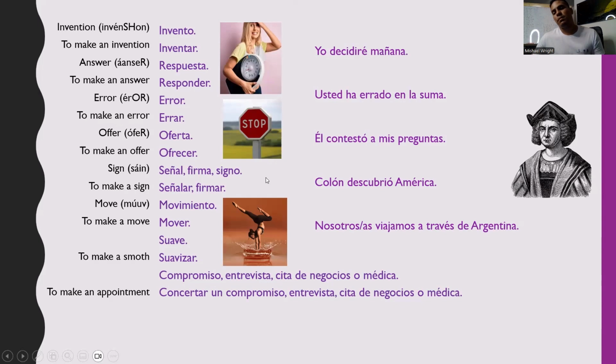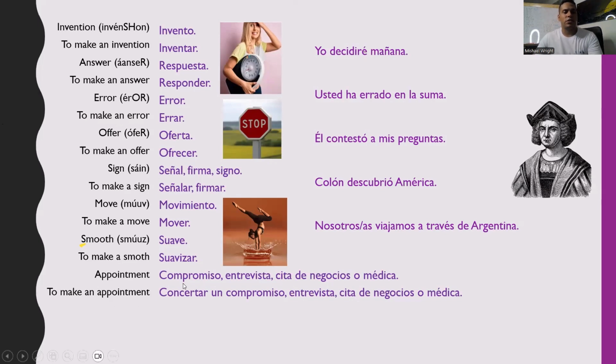Smooth. Remember, we start with S, right? Smooth. So remember, you gotta start with the S. So we use S, right? Smooth. So to make it smooth, you got it.